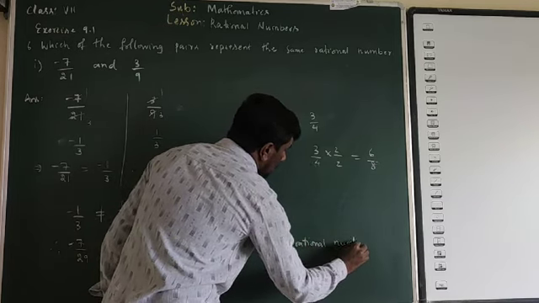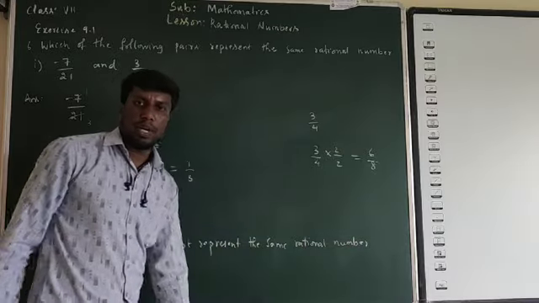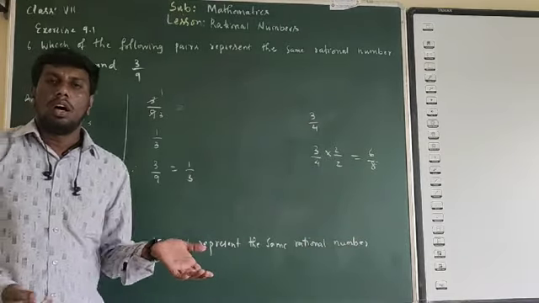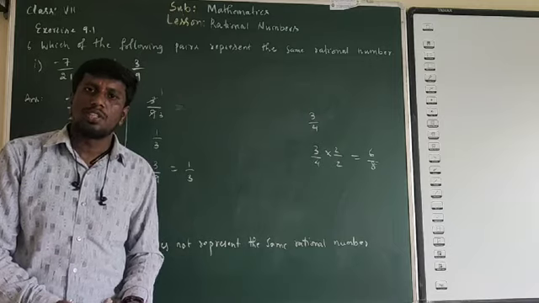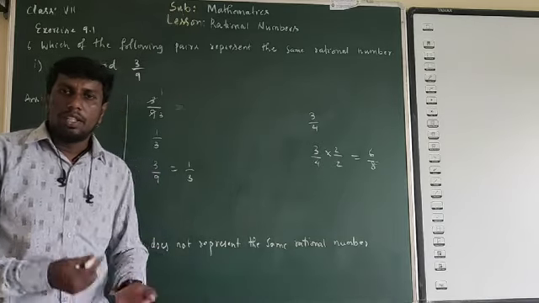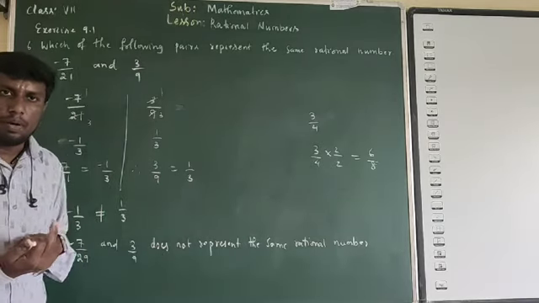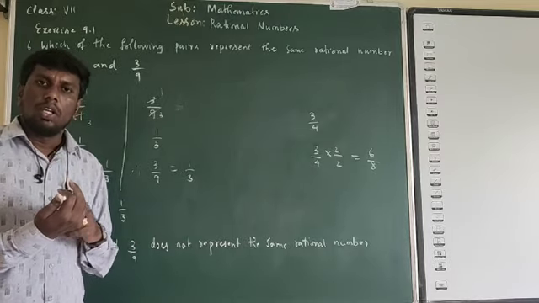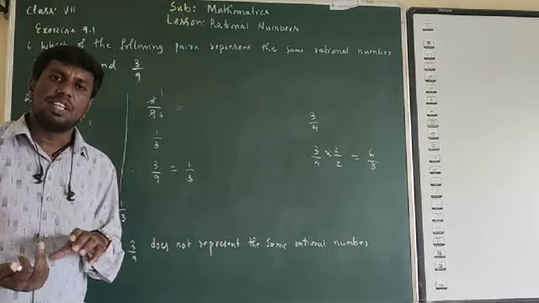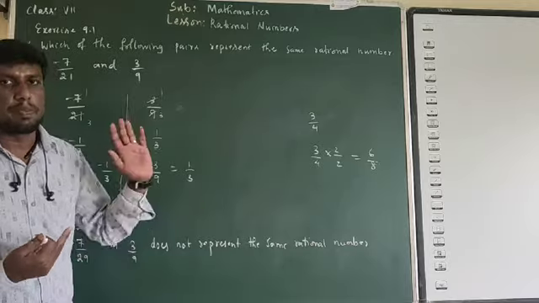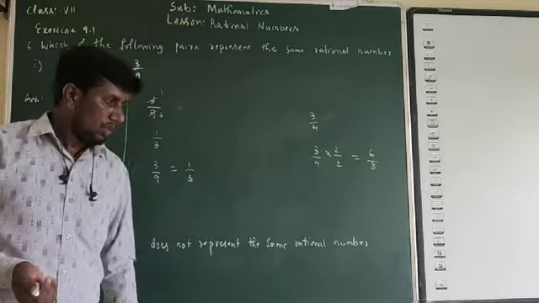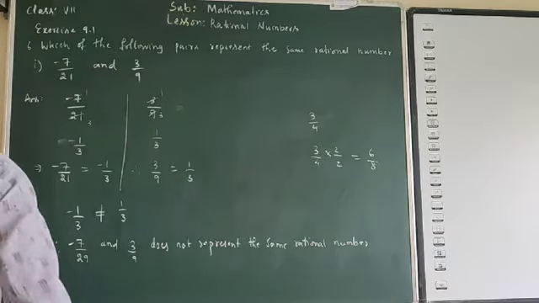Clear? So we should bring both the numbers into the simplest form or standard form, right? Then we should look at both the numbers, whether those two are equal, with the sign also. Then we can say that those two pairs represent the same rational number. Okay? This is one. I'll go for the next one.